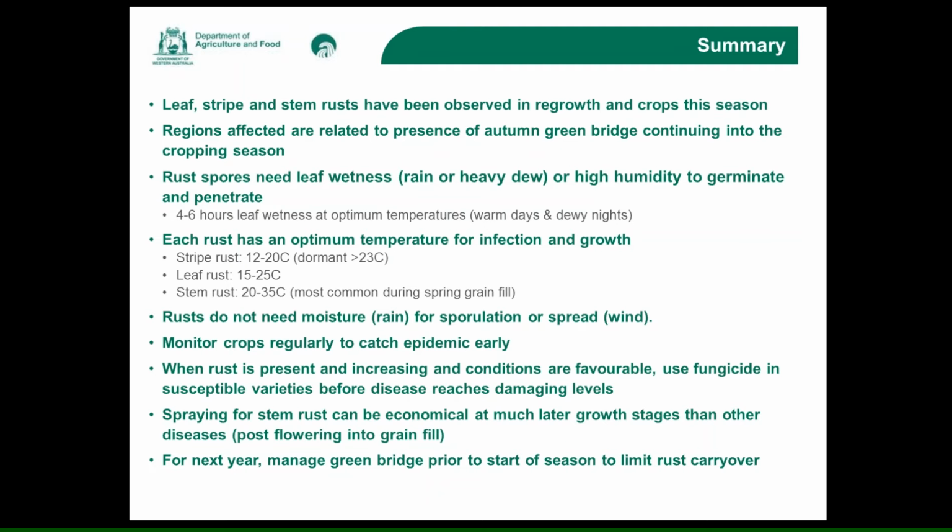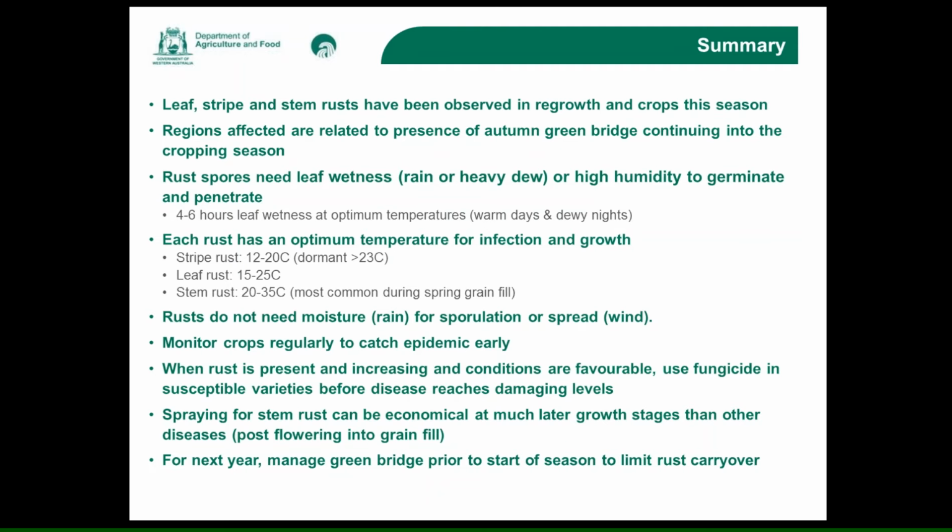We've also seen some other green bridge diseases, wheat streak mosaic virus, and even the powdery mildew that we've seen, I think, has been contributed to from that green bridge. So that's why I think we're seeing that particular issue this season.